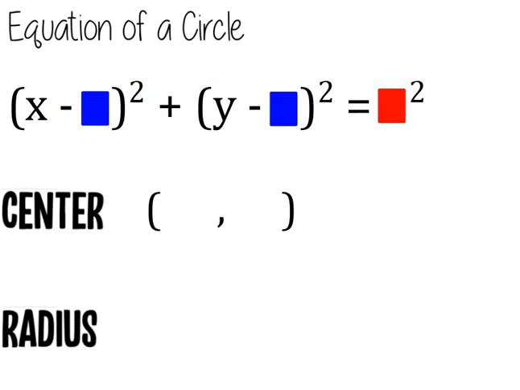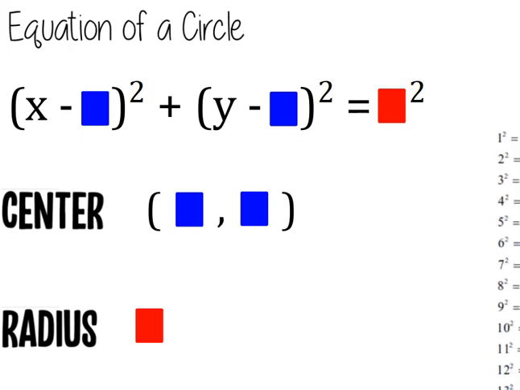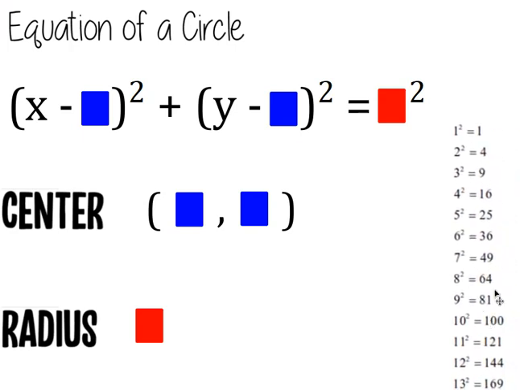I know some of you have noticed that the center and the radius are part of this equation. The center will be located here with my x-coordinate and here with my y-coordinate. My radius is always going to be the solution to this, but the radius will be squared. So it might be helpful to have a little list of square numbers. For example, if my radius is 7, my solution will probably not say 7 squared. It'll probably say 49.